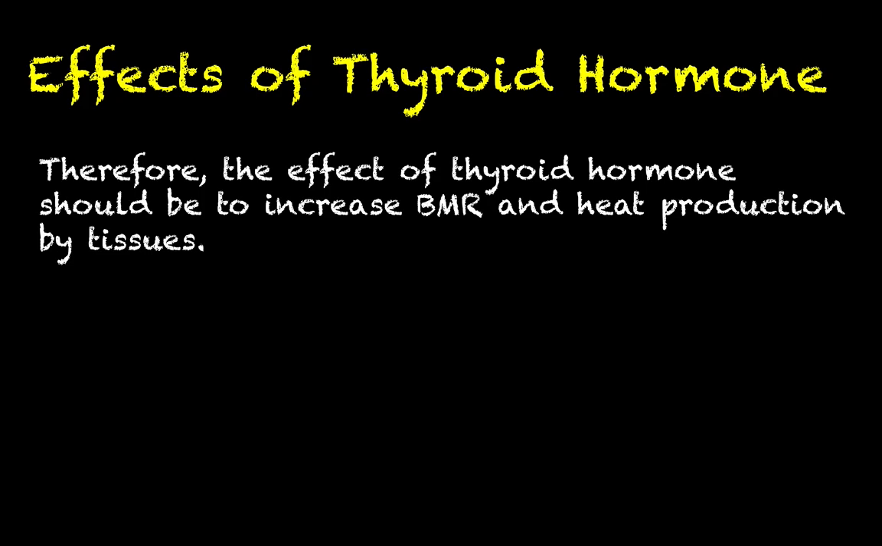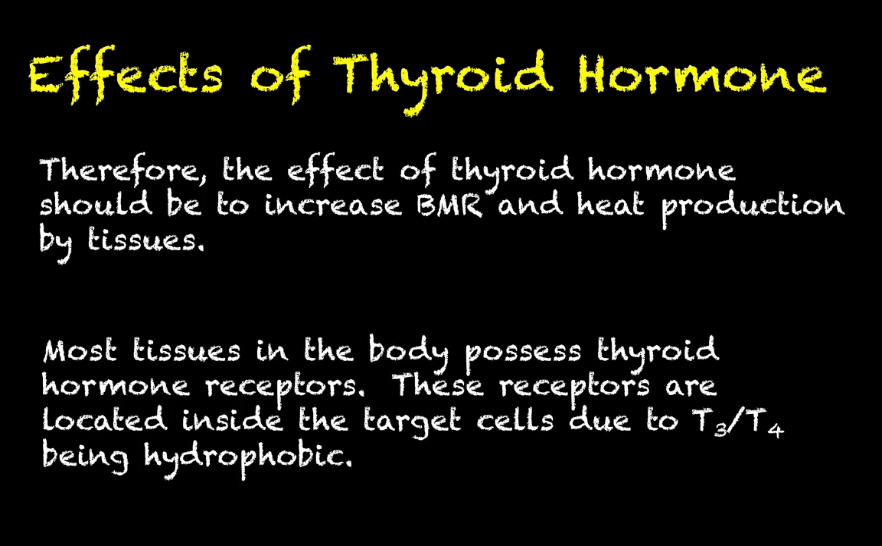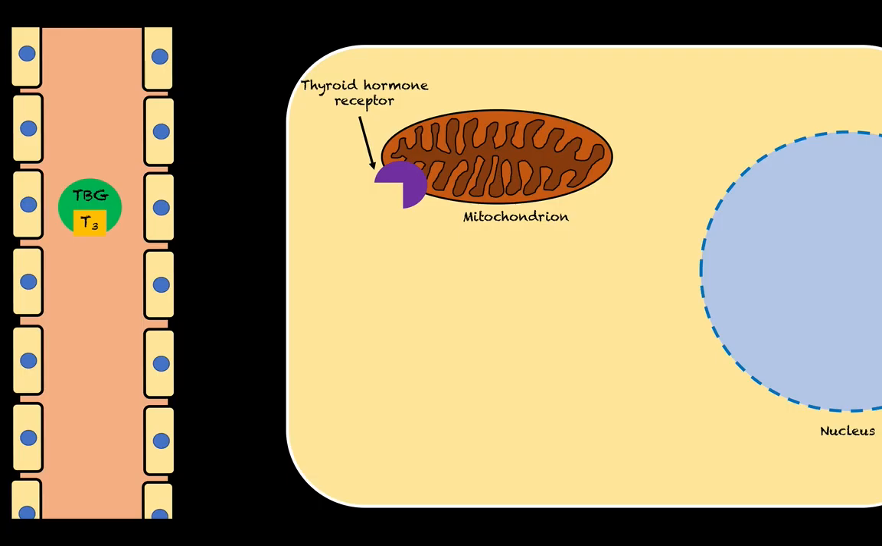So these are the conditions, low basal metabolic rate, under which we need thyroid hormone to do what it does. Thyroid hormone in general increases basal metabolic rate and stimulates tissues throughout the body to start producing heat. So that should solve both of our issues there. So most tissues in the body do possess thyroid hormone receptors. This is kind of similar to what we saw with growth hormone. It's not just one or two different types of cells, it's actually most cells throughout the body. These receptors are located inside of these target cells, again, because T3 and T4 are hydrophobic hormones.